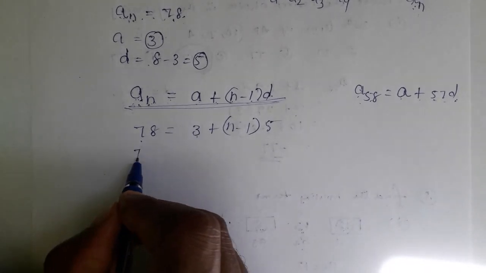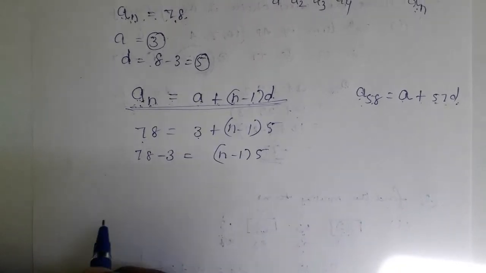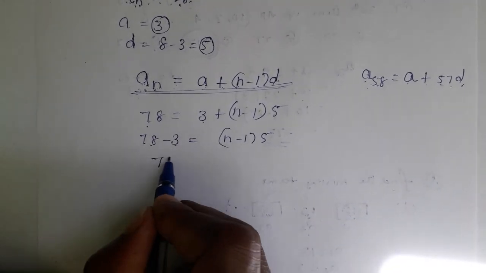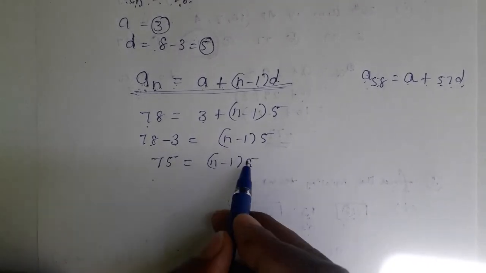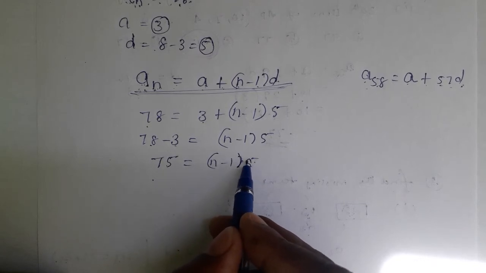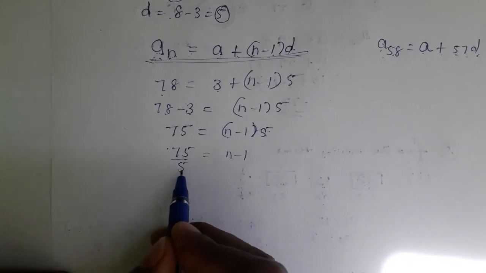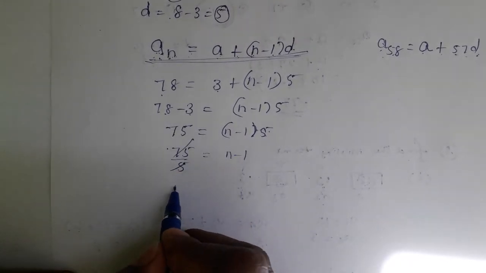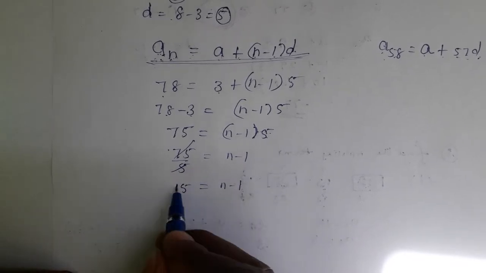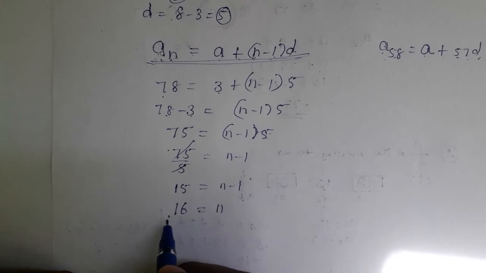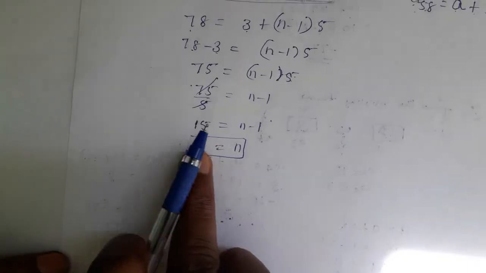Bringing 3 to this side, we get 78 minus 3 equal to (N minus 1) into 5. In 78, 3 is subtracted, 75 equal to (N minus 1) into 5. Bringing 5 to this side, if a bracket is there, it means division. 75 by 5 equals N minus 1. 15 fives are 75, so N minus 1 is 15. Minus 1 brought to this side, N becomes 16. So by that way it is clear that 78 is sitting in the 16th position.